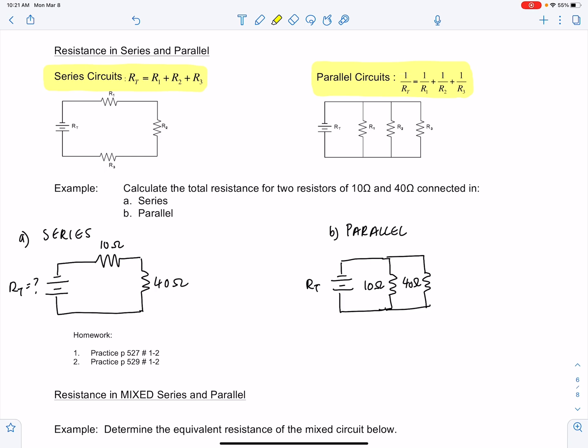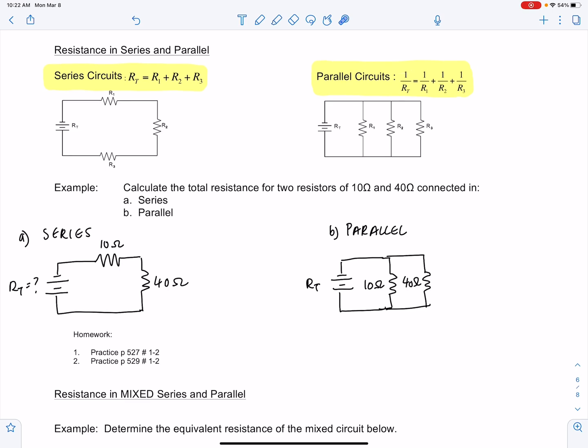In this first example, we're going to calculate the total resistance for two resistors, one of 10 ohms and one of 40 ohms, but we're going to connect them first in a series circuit for part A, and then in a parallel circuit for part B. Let's start with the series circuit.